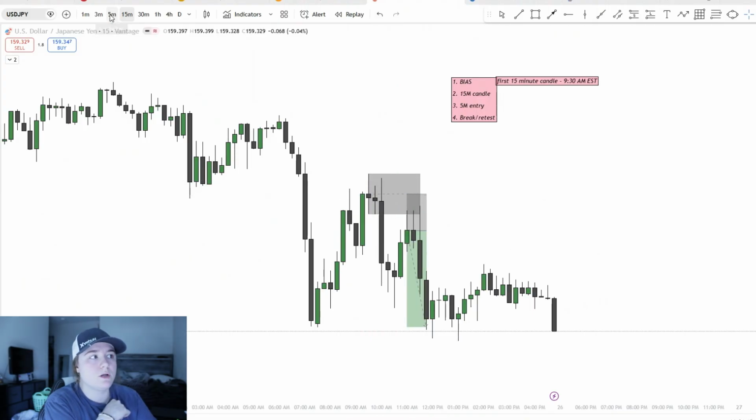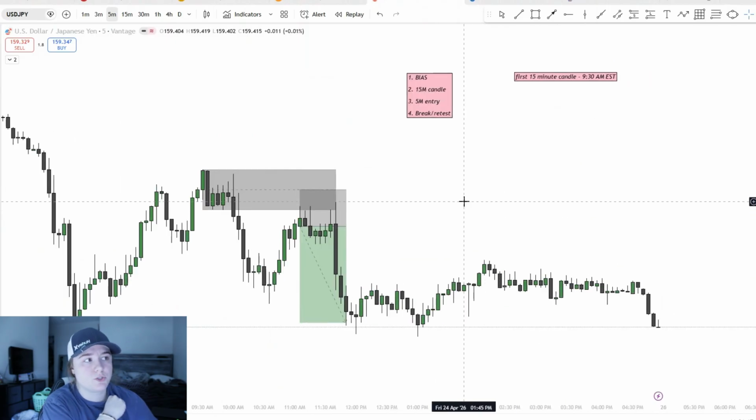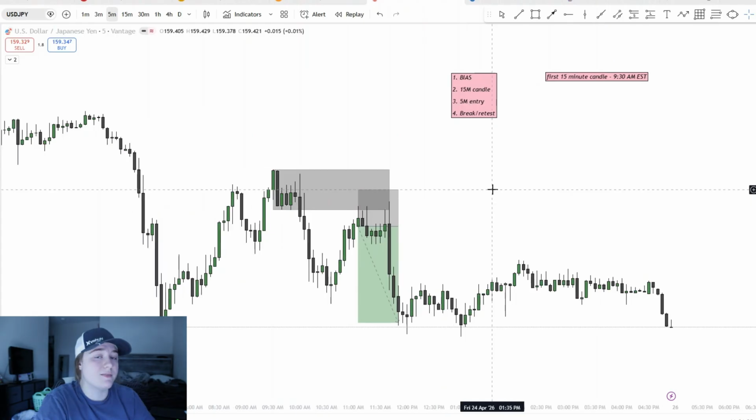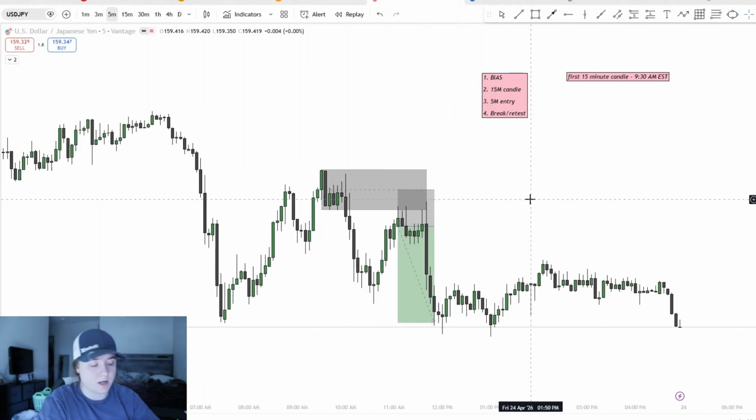Then we want to drop down to the 5-minute. This is where we're looking for our entries, okay? Now, in a perfect scenario, what you're truly looking for with the orb is a break of that range and then a retest of it. Obviously, there are different entry models for different scenarios, but I don't want to complicate it, so we're going to stick with that because that's truly where you're going to get the best entries.